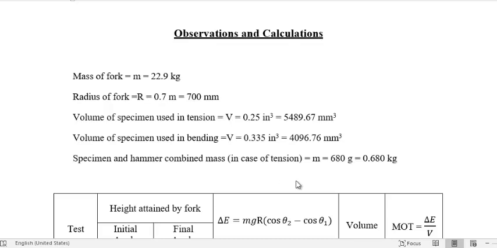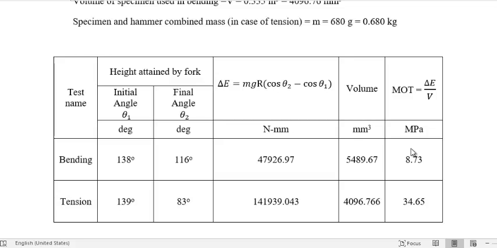Specimen and hammer combined mass. Okay, what this hammer is: in case of the performance of impact test under tension, we attach an additional component with the specimen. When you will see the performance, you will see that, and that additional component's mass is to be added into the mass of the fork, because that component is added to the fork. So in order to calculate the energy, we need to consider the mass of that additional component as well. So it's also given, 0.680, and I think for your specimen it was 0.681 kg precisely.